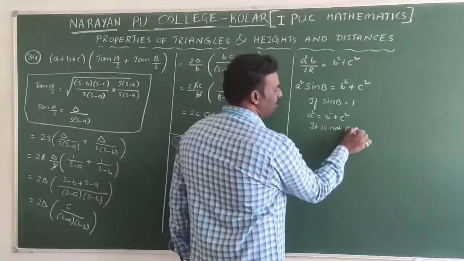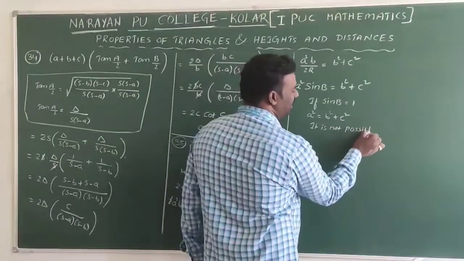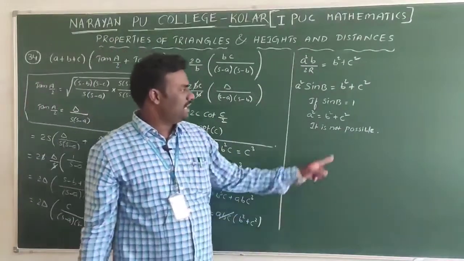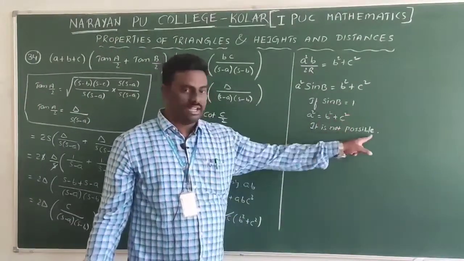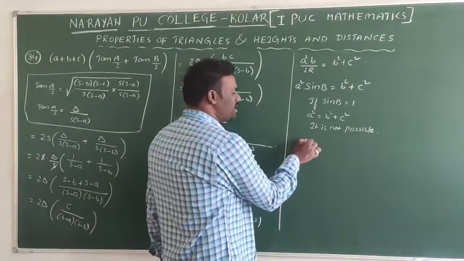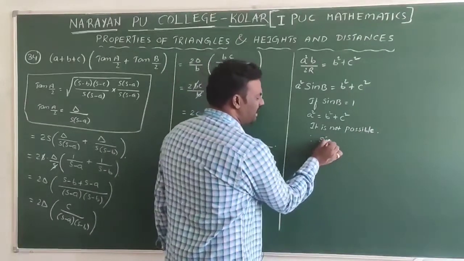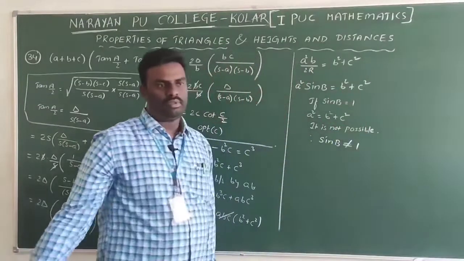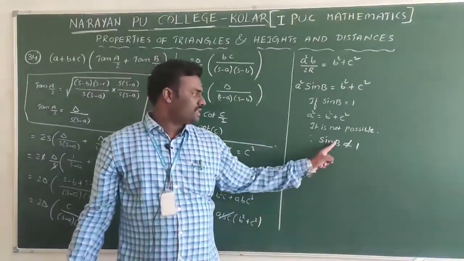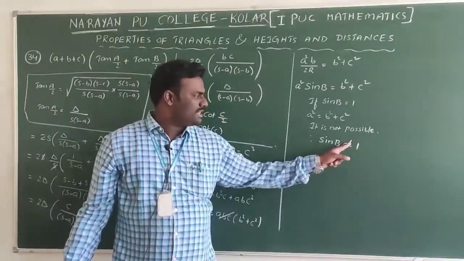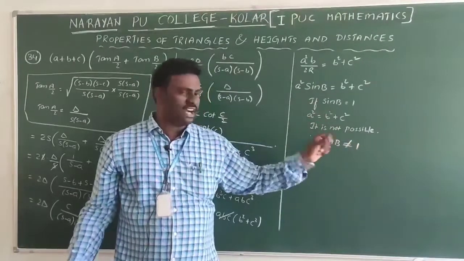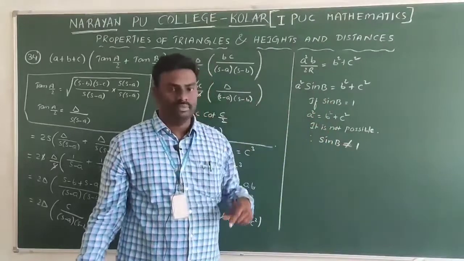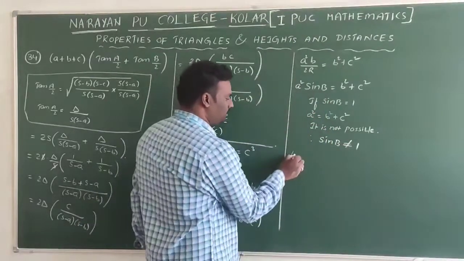If you take sine B equals to 1, you will get a right angle triangle. According to the given data, right angle triangle is not possible. So what is the meaning? Sine B equals to 1 is not possible. Therefore I can write sine B is not equal to 1. The maximum value of sine is 1. If sine B is not equal to 1, the resultant value is below 1.